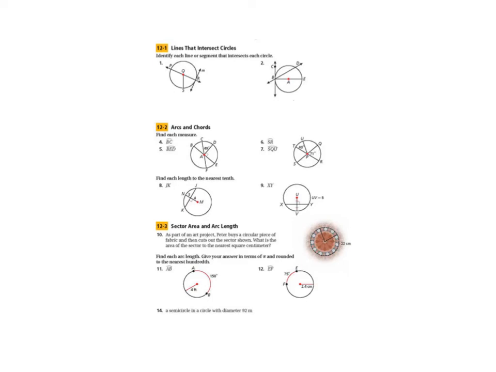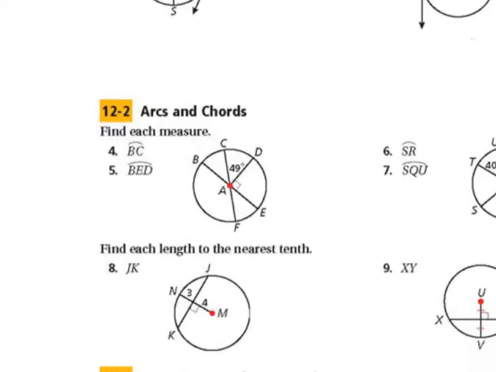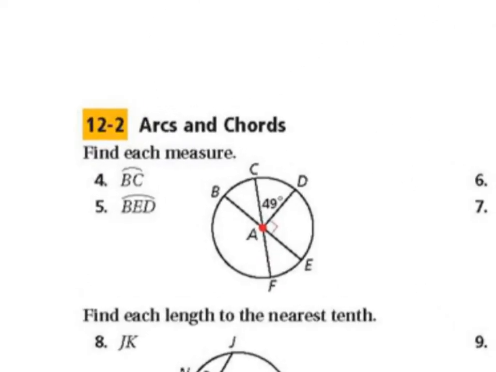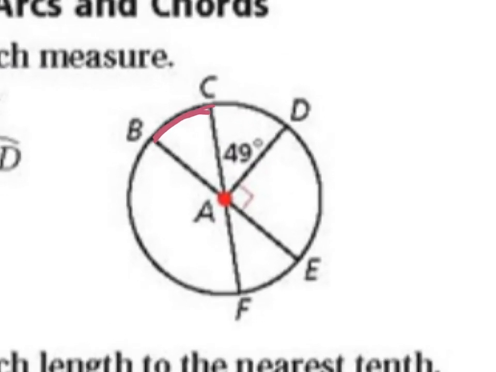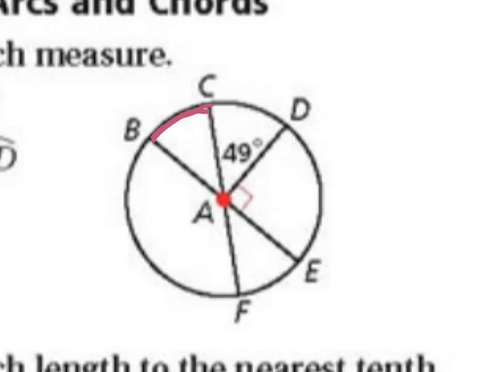Let's start with number 4. So in 4, we need to find the arc length of the measure of the arc BC. So looking at this circle, it's important that you know that straight lines are 180 degrees.